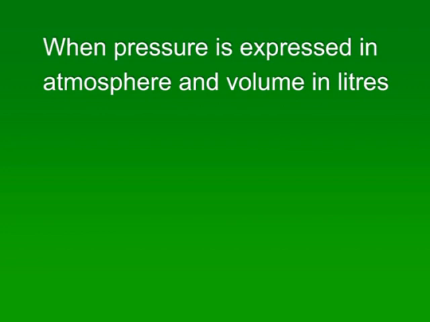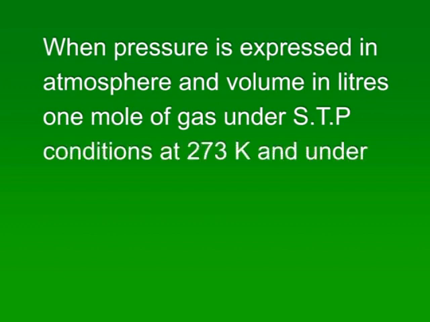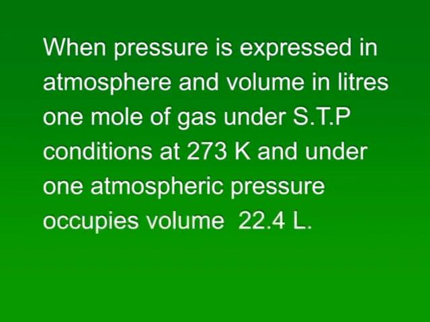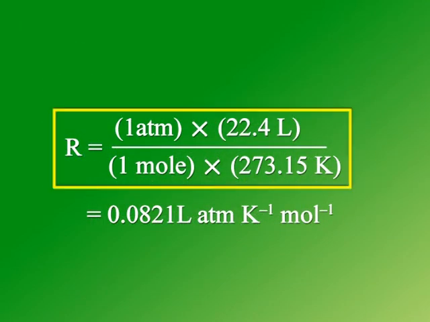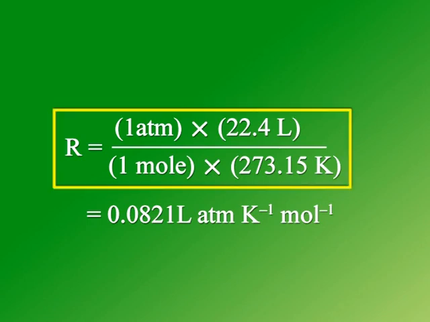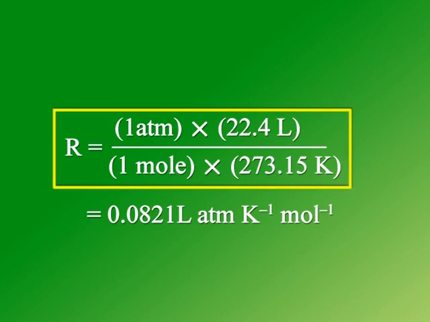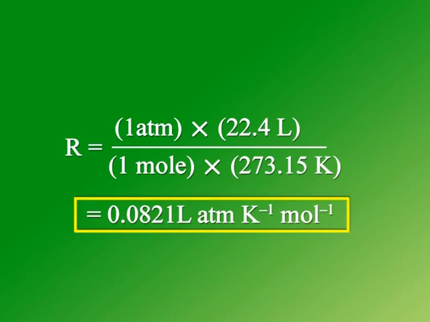When pressure is expressed in atmosphere and volume in liters, 1 mole of gas under STP conditions at 273 Kelvin and under 1 atmospheric pressure occupies volume 22.4 liters. R is equal to 1 atmosphere multiplied by 22.4 liters divided by 1 mole multiplied by 273.15 Kelvin, which is equal to 0.0821 liter atmosphere per Kelvin per mole.